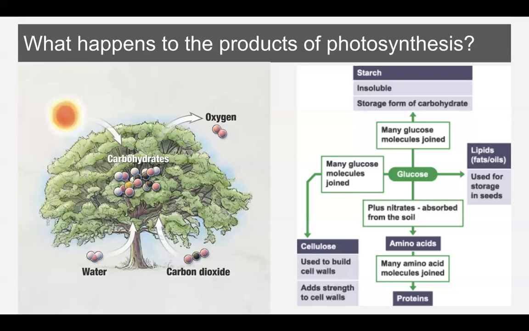So glucose is used five ways: starch for energy storage, cellulose for structural use, lipids, and then to make proteins by the addition of, excuse me, by the addition of nitrates or nitrogen. So think about that. And now we're going to go back to our question.